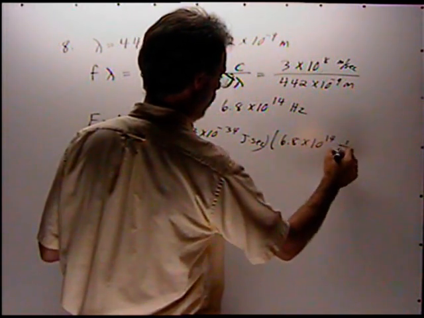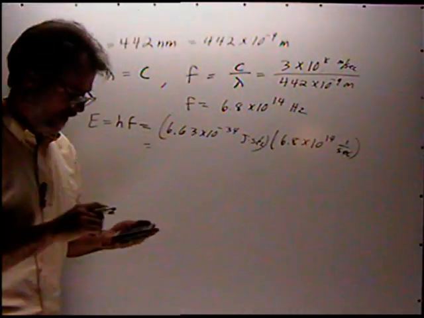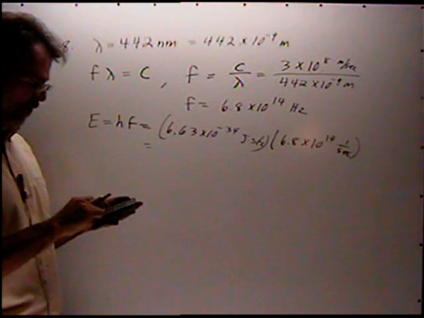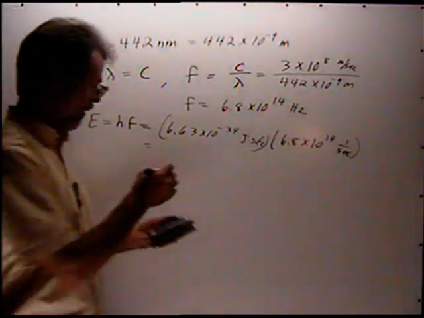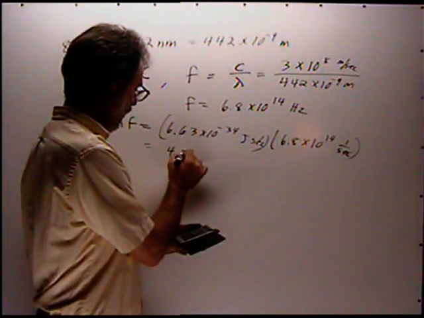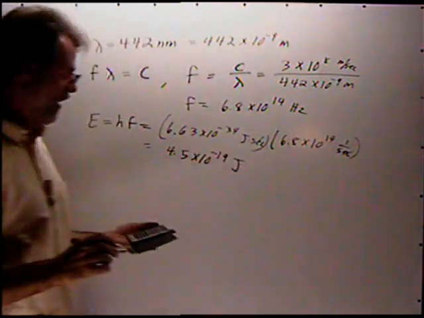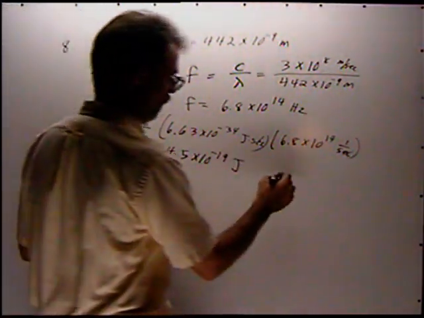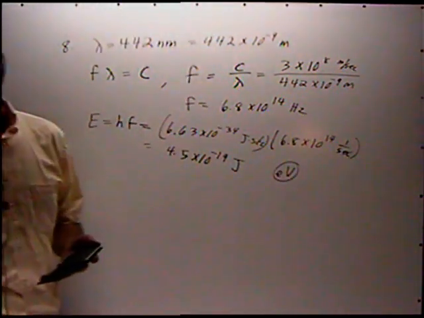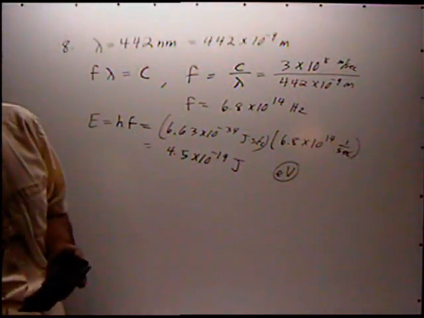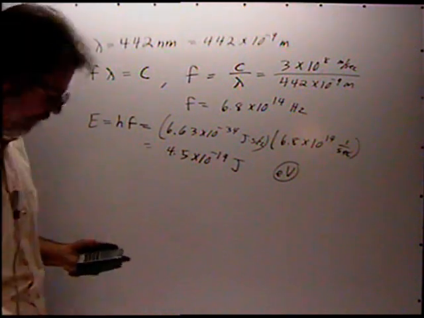Hertz is 1 over seconds. Notice that the seconds cancel out. And times 0.63, and we end up with 4.5 times 10 to the minus 19 joules. Now, if you had done this in electron volts, you could have had the answer in electron volts also. The answer in electron volts, according to what I have, would be 2.8 electron volts.